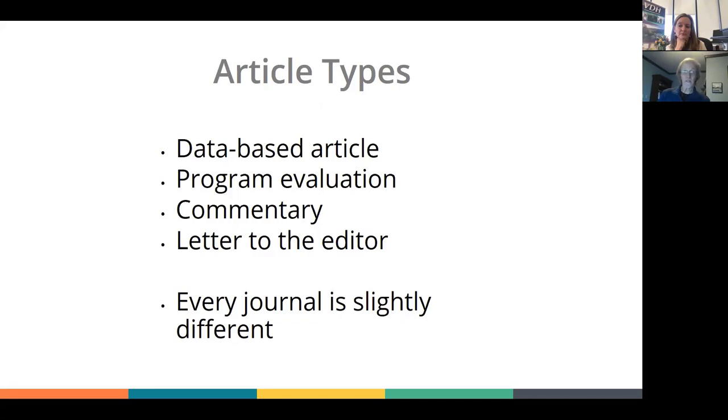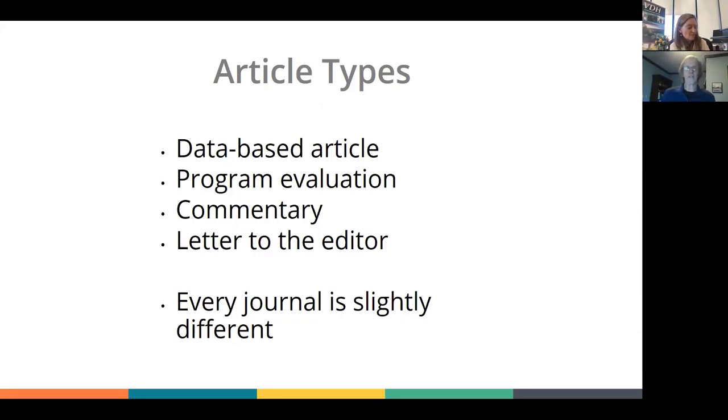And then an easier place to start is often a letter to an editor. Sometimes there are short research letters to editors. And those might comment on something previously in a journal, or they might be something more fresh that brings a new one. And often a letter to the editor is only a few hundred words.